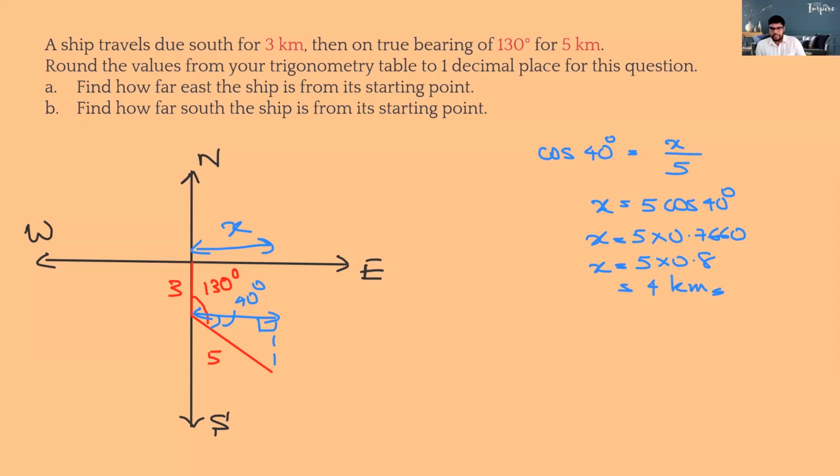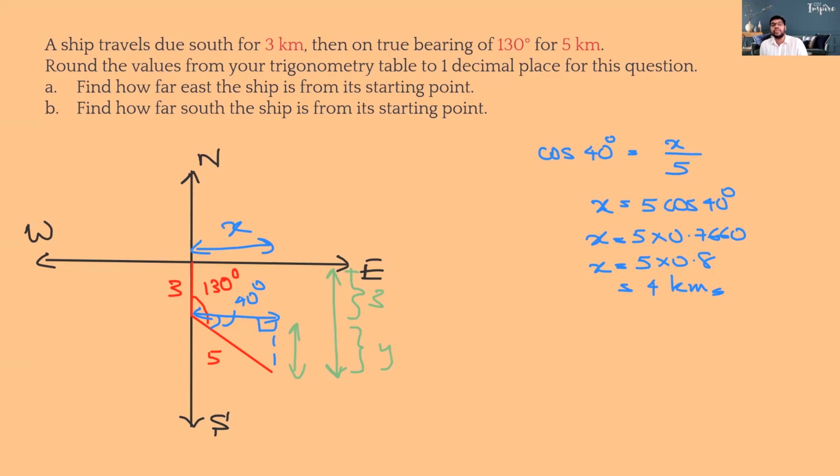Okay, so children, let's do part B. Part B is asking how far south the ship is from the starting point. So the total distance south is this one, made up of 3 kilometers here and also another distance y. We need to use trigonometry again to figure out this distance.